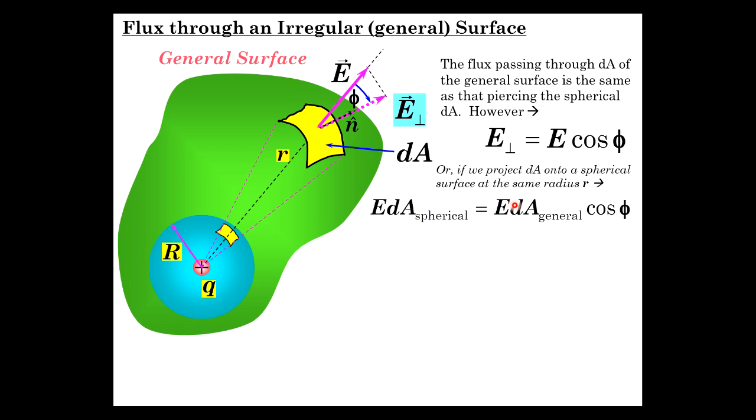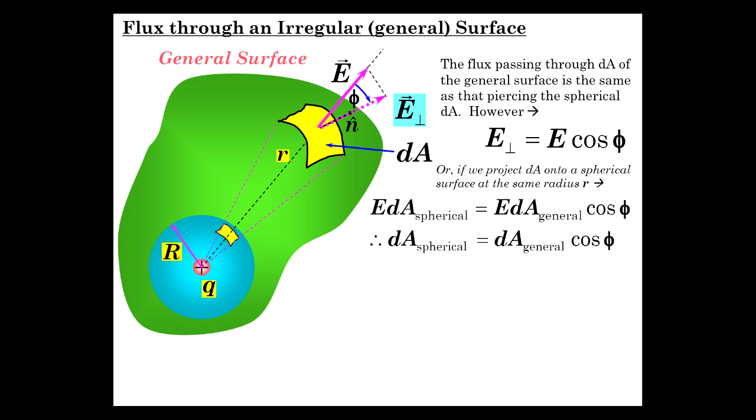Now, the E's are the same. It's this value of electric field. So we can cross that out and write the differential area of the spherical surface is the differential area of this general surface times the cosine of phi. And since cosine of phi is less than 1, this differential area of the general surface must be greater than the minimizing differential area of the spherical surface.